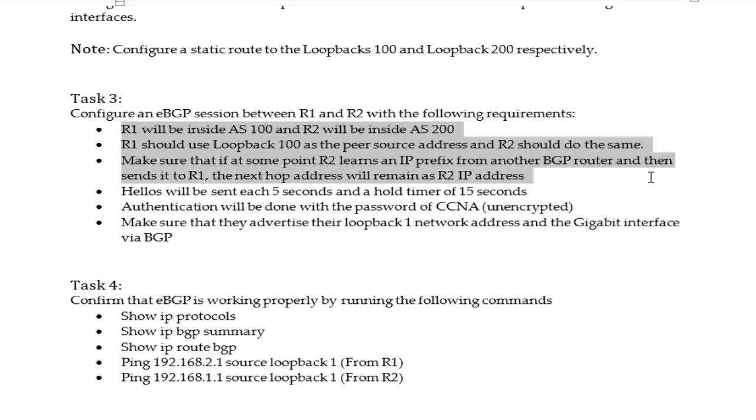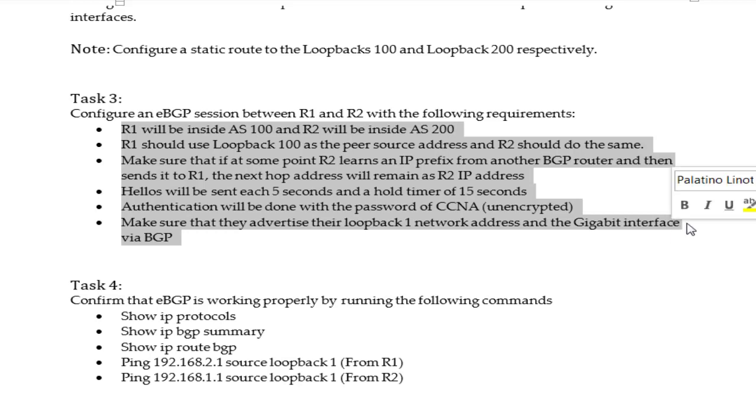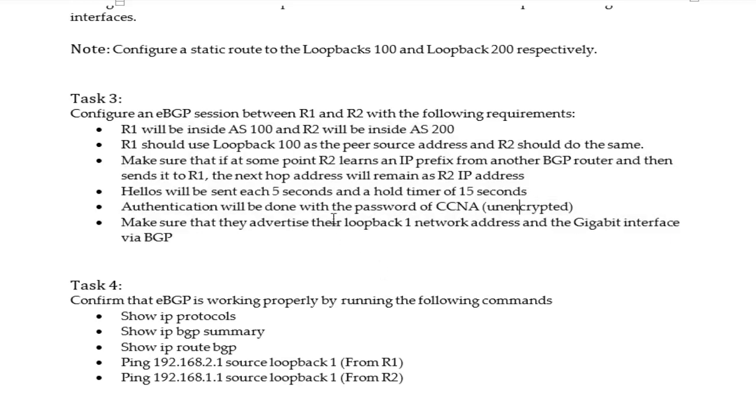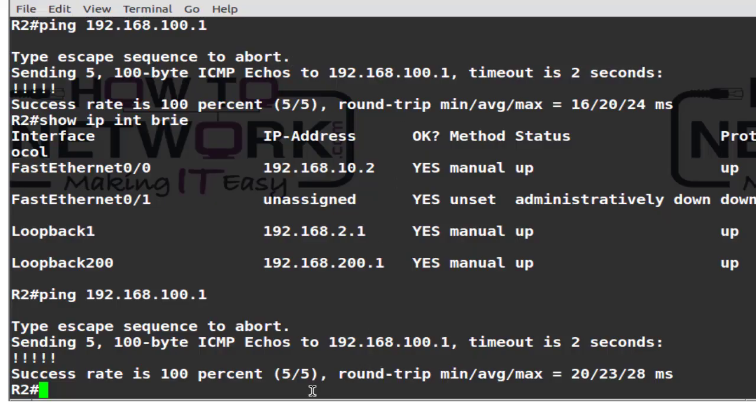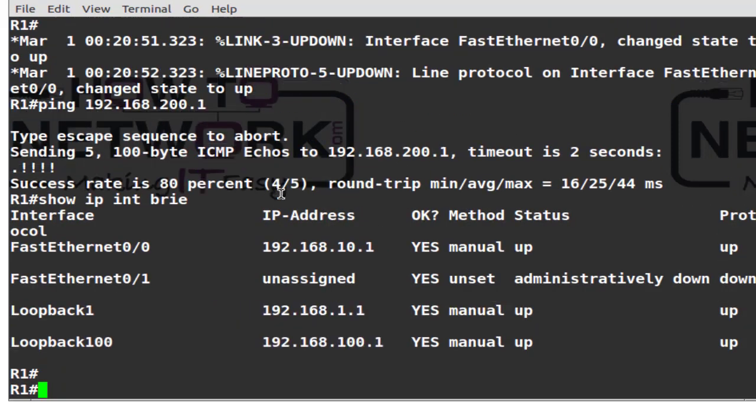There's a third step there. Make sure at some point, if R2 learns an IP prefix from another BGP router, it will remain as the R2 IP address. So that's the next-hop-self command, which we're going to cover later on when we configure router 2.